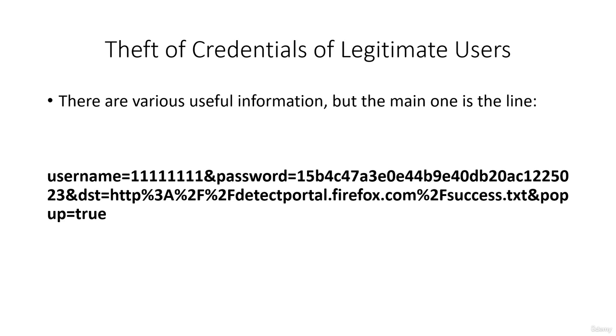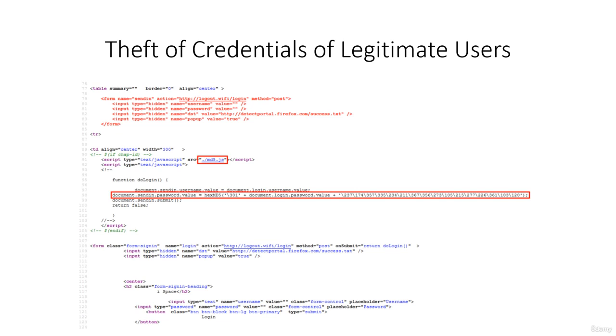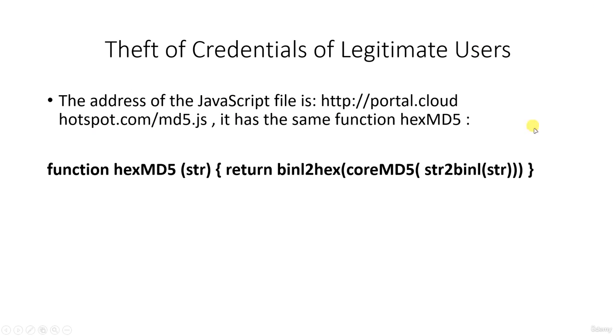Unfortunately, instead of the password there is a hash, as you can see, and not just a hash. In the source code you can see that a salt is added to the password before the conversion. The address of the JavaScript is like portal.md5, which is this one, portal.cloud HTTPS. So it has the same function as hex MD5.